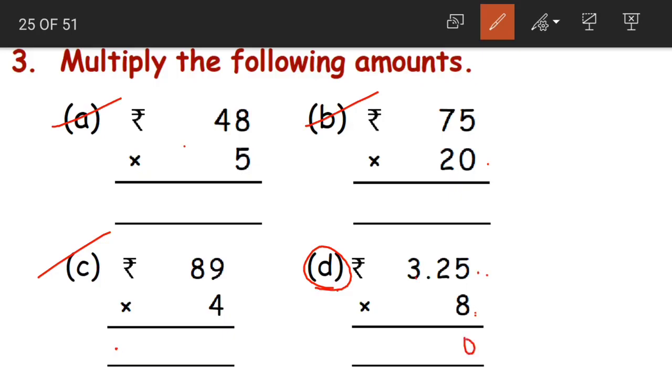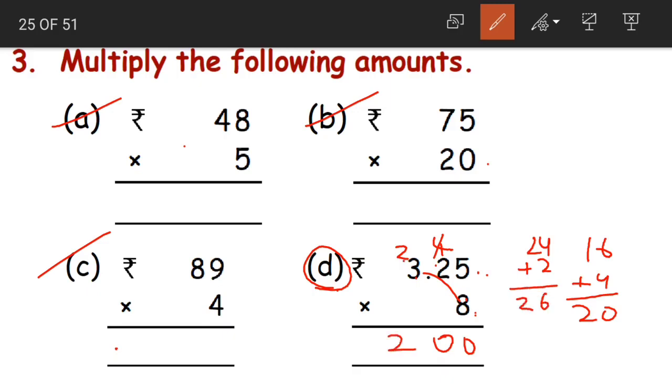8 5s are 40. 0 here, 4 carried. 8 2s are 16 plus 4 becomes 20. Again 0 here, 2 carried. 3 8s are 24 plus 2 becomes 26. So 26 is written here. Now where to keep the point? Again, as I have said in the question, we are having a point after 2 digits, so place it after 2 digits from the right.